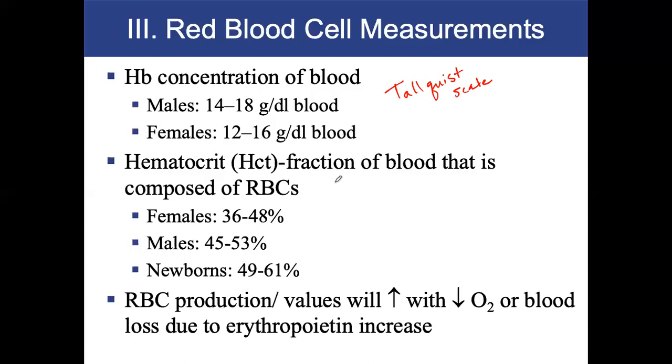All right, hematocrit, or HCT, is the fraction of blood that is composed of red blood cells. So hematocrit is read using a capillary tube: you suck up the blood, spin it down, and then read how much of the blood is packed red blood cells. Females' hematocrit is about 36 to 48%, males 45 to 53%. Newborns have more red blood cells, so they're going to have a higher hematocrit. Again, red blood cell production, remember, will increase or decrease with oxygen or blood loss due to erythropoietin.